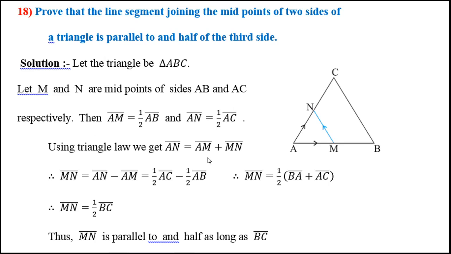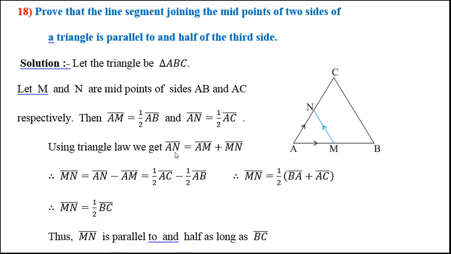Let the triangle be ABC. Let M and N be midpoints of AB and AC respectively. Then AM bar is equal to half of AB bar. Why? Because M is the midpoint. Similarly, AN bar is half of AC bar, midpoint. Now, AN can be viewed as AM plus MN. AN is equal to AM plus MN by triangle law.